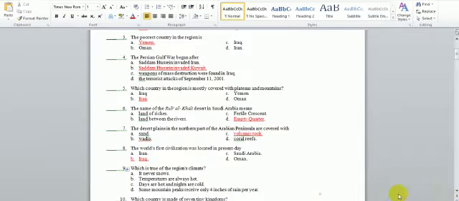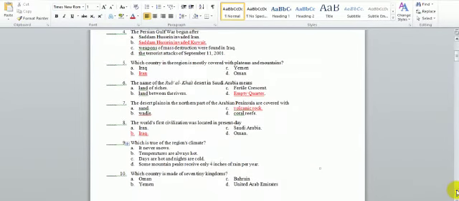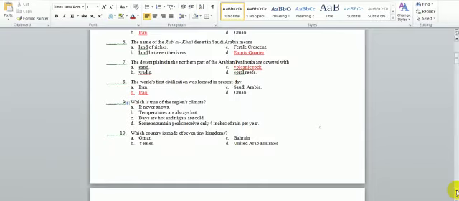Which is true of the region's climate? It never snows. Temperatures are always hot. Days are hot and nights are cold. Some mountain peaks receive only 4 inches of rain per year. We know that the days are always hot and the nights are cold.